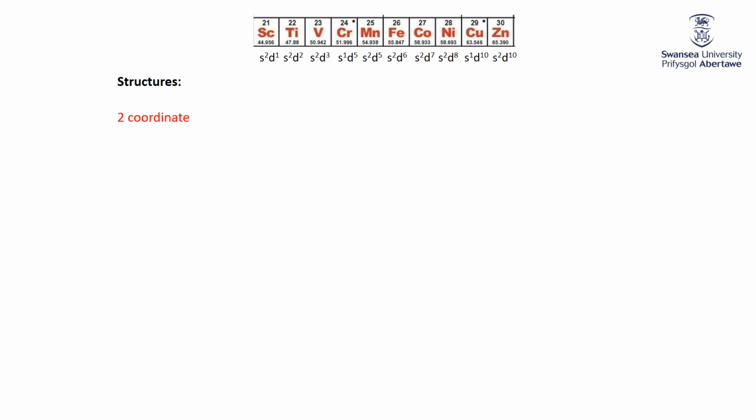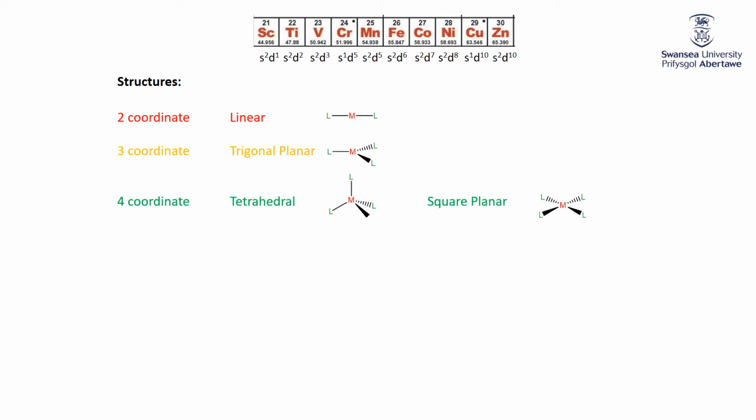You can have 2 coordinate coordination complexes, so that's with a metal with 2 ligands, and those of course are linear, no shock there. 3 coordinate, trigonal planar, just like you might expect. 4 coordinate, tetrahedral. However, you can also have square planar 4 coordinate complexes. A metal atom with 4 ligands around it can go tetrahedral, it can go square planar, and some really fun chemistry to decide and predict which would be which. We touch on that in one of the extension topics there, distinguishing between tetrahedral or square planar.